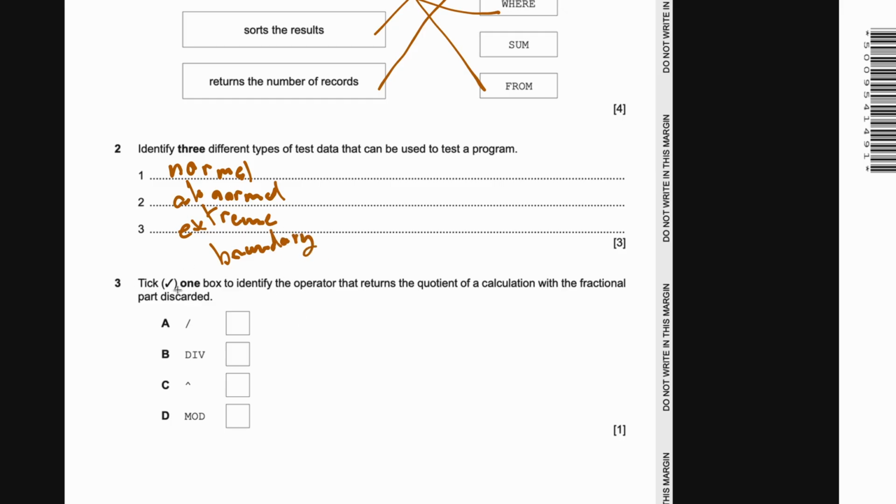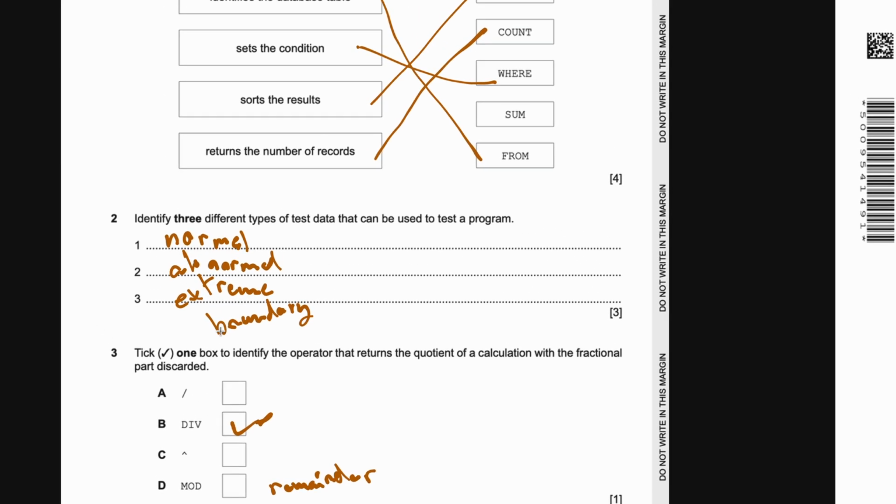Pretty simple. So tick one box to identify the operator that returns the quotient of a calculation with the fractional part discarded. So this is normal division, right? This is power, okay? And a modulus returns the remainder. So by the process of elimination, we only have div. That's of course if you forgot what div does, but you're supposed to remember in the exam.